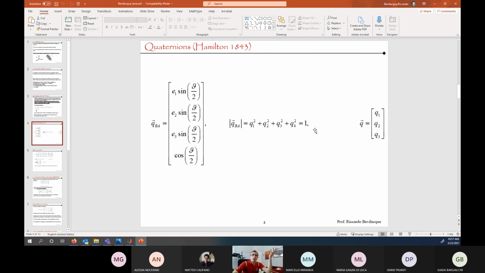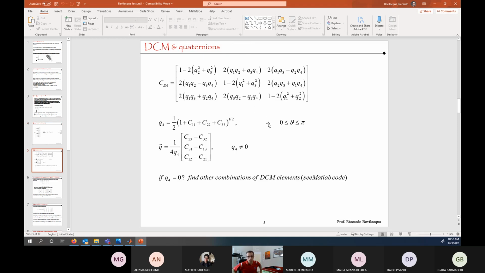Now, properties. Well, first of all, a quaternion always has the norm of 1 because of the way I have constructed it. As you can imagine, the norm of these first 3 components is sine of theta over 2 squared plus cosine squared, which is always 1. And without proof, because it's a tedious process and it's something you find in textbooks, you can show that the DCM, or the rotation matrix from B to A, in terms of quaternions can be expressed that way that you see in this slide.